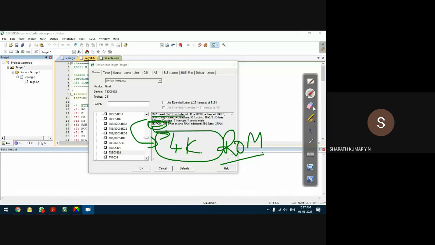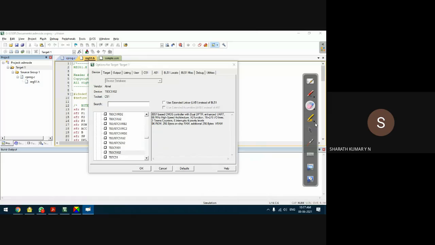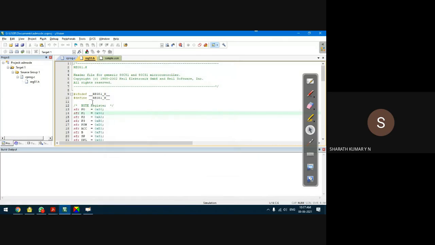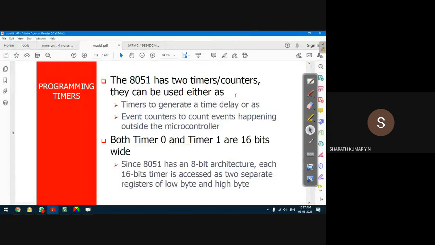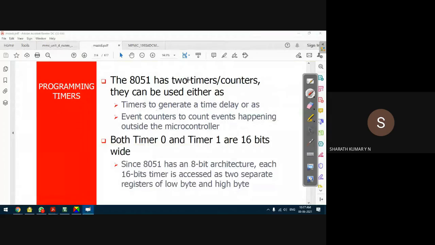So the number of timers in a microcontroller depends on the purpose for which the microcontroller is used. In some applications, 2 timers may not be sufficient. Then you have to go for another controller which has more timers. Most 8051s have 2 timers. The same timer hardware can also be used as what is known as a counter.